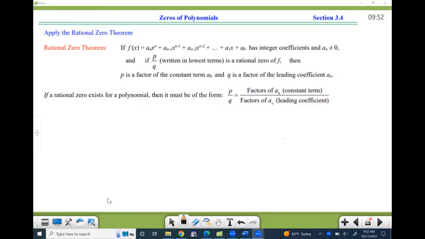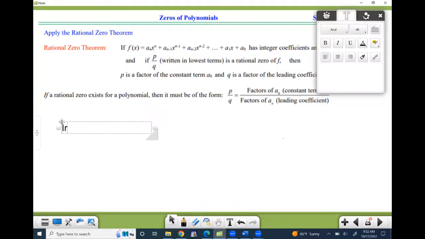All right, so this theorem that we're going to learn today is called the rational root theorem or the rational zero theorem. And this will help us find rational zeros. There are other zeros to polynomials, like irrational ones. So let's make sure that we know the difference, okay? Irrational versus rational, right?